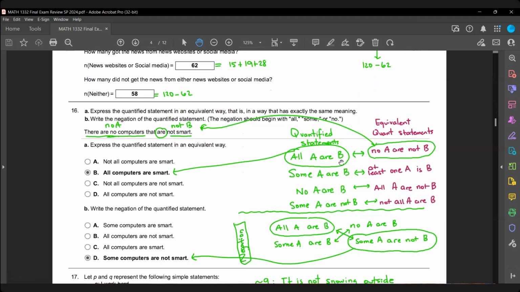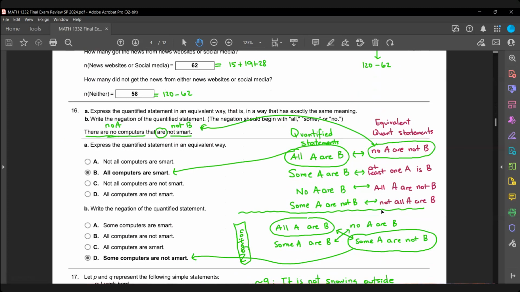And I have also written what will be the equivalent quantified statement. So the equivalent statement to all A are B will be to say no A are not B. Some A are B, the equivalent form will be at least one A is B. No A are B is equivalent to all A are not B. Some A are not B is equivalent to not all A are B.